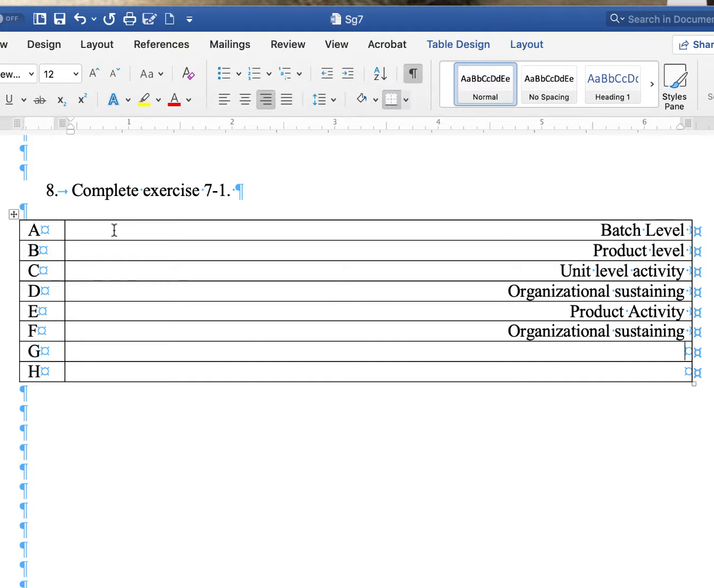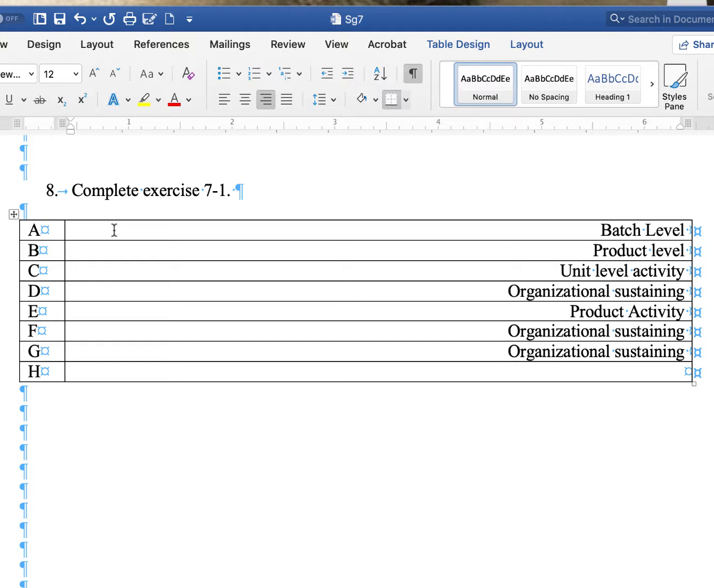Okay. The next one is the use of general factory building. Again, that's going to be organizational sustaining as well. When we're talking about organizational sustaining activity, these are carried out regardless of which customers are served, which products are produced, or the number of batches. The use of general factory building is going to happen regardless of what we produce.